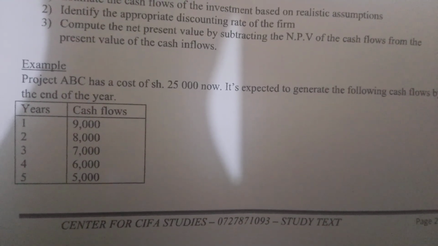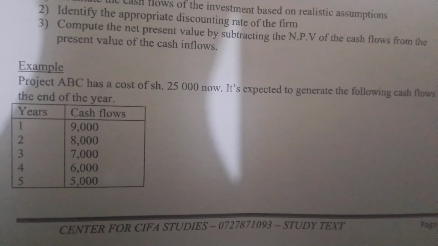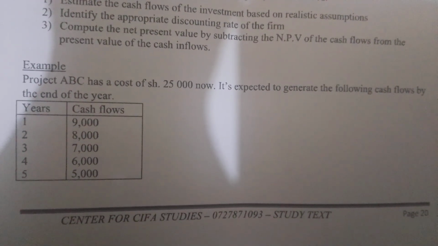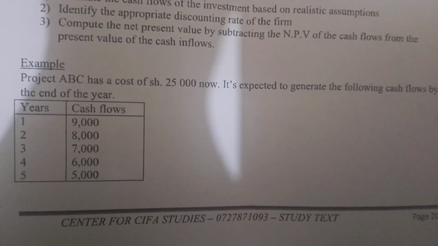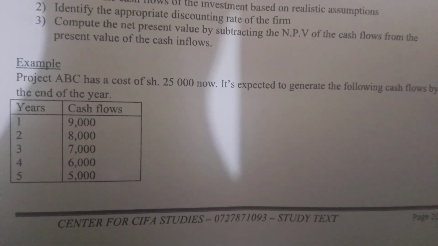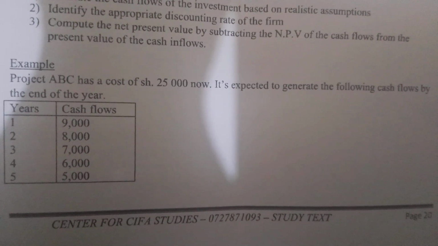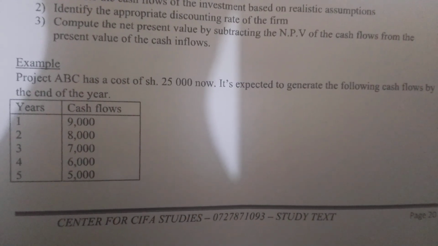Now I want us to take that particular question as it appears there, and we discuss now practically how to go about these computations. So you can write down that particular question there, that example that we are taking. Project ABC has a cost of shillings 25,000 now. It is expected to generate the following cash flows by the end of the year.